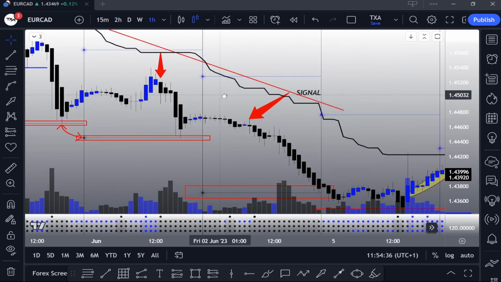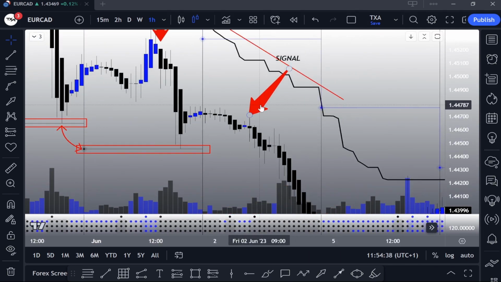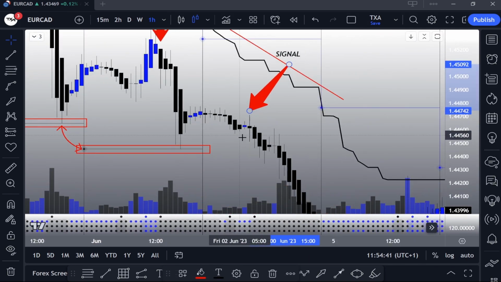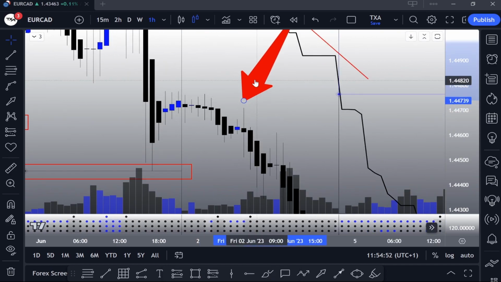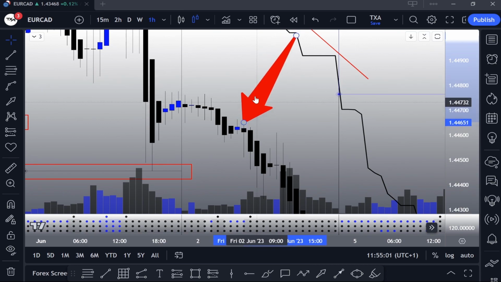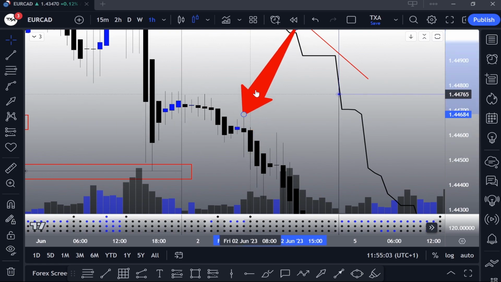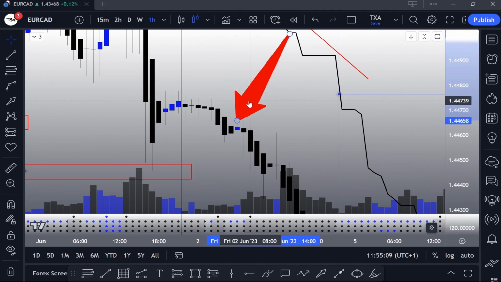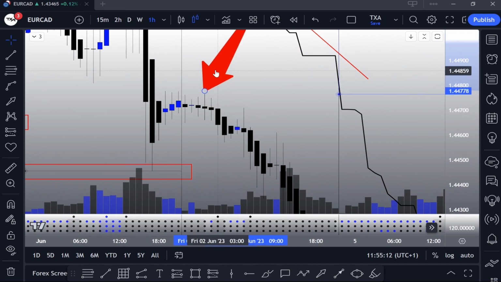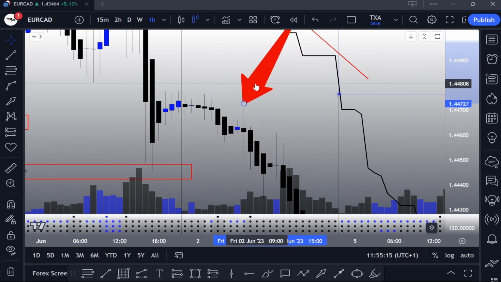Step number three, we need an engulfing candlestick. But in this situation, we are looking for an indecision candle, a doji candlestick. That doji candlestick happened right here. This one or this one, but I would prefer this one because the wicks at the top and at the bottom are of equal size. This one, they're not really equal. That's an equal size wick doji.